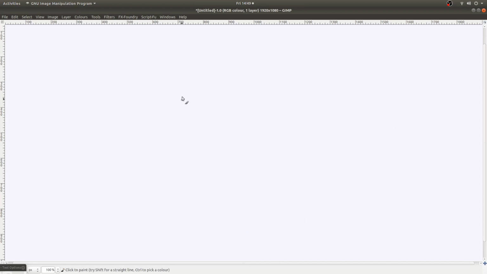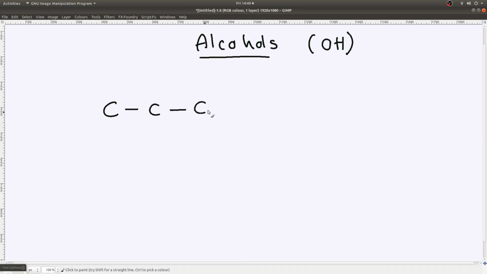The first type of molecule we're going to introduce here are the alcohols. Now an alcohol group simply contains an OH functional group. So let's look at an example of an alcohol. Let's start by looking at, for example, an alcohol with 3 carbons in it. There we go. A simple alcohol molecule.